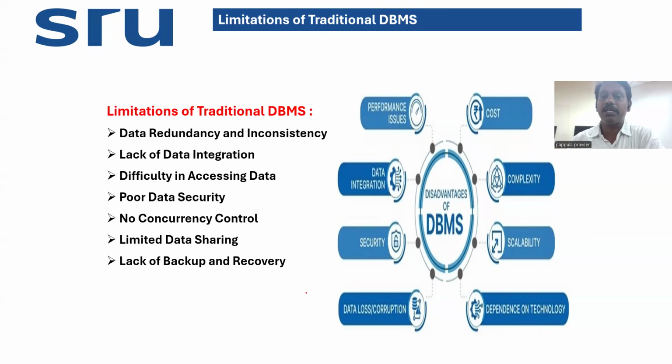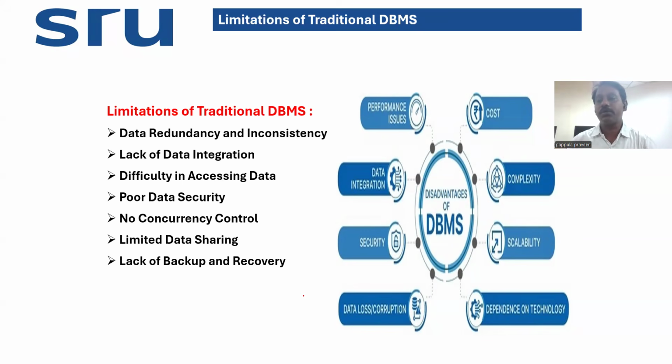First one is data redundancy and inconsistency. Data redundancy means the same data resides multiple times. Inconsistency means if you change data in one file, it is not reflected in the other files because all files are independent, singleton files. Lack of data integration: there is no interrelation between one file and other files. And when we access the data, it is also difficult because there are no proper key constraints like a primary key. If you have a primary key, then we can access easily by using it.